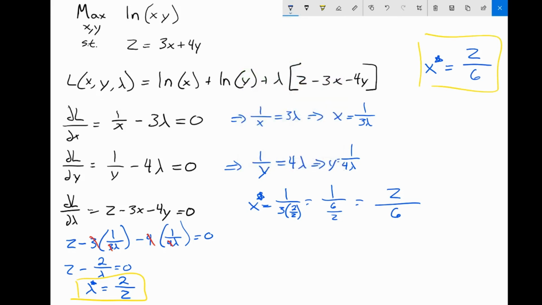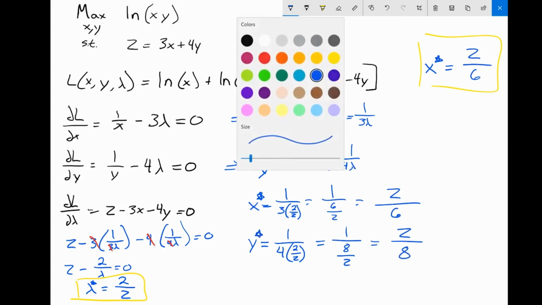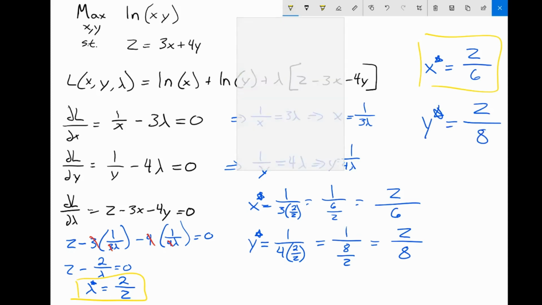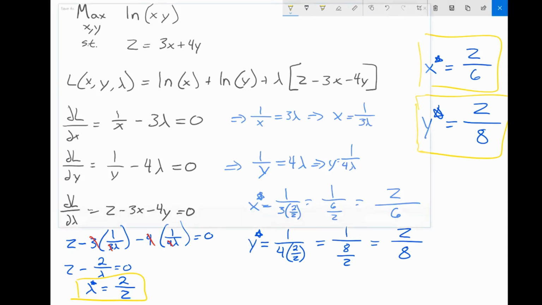Okay, so then let's do the same over here. Y equals 1 over 4 times lambda, so it's 2 divided by z. What does that equal? 1 over 8 divided by z equals z over 8. This is a function only of parameters, not of variables, so it is the optimal. So we have our final answer, y star equals z divided by 8. Okay, there we go. So there's another quick and dirty example, pretty much the same thing as we did before.